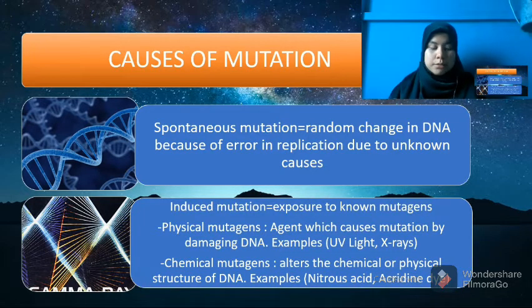For example, a physical mutagen is an agent which causes mutation by damaging the DNA, such as UV light or X-rays. A chemical mutagen alters the chemical or physical structure of DNA, for example nitrous acid and acridine dye.